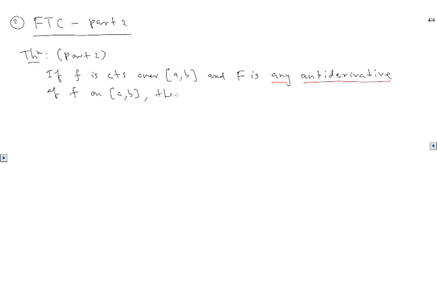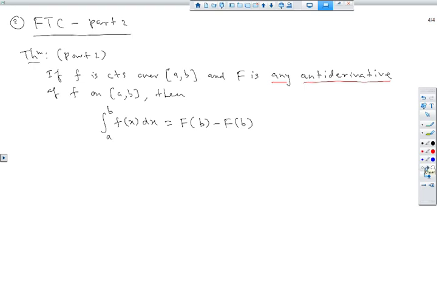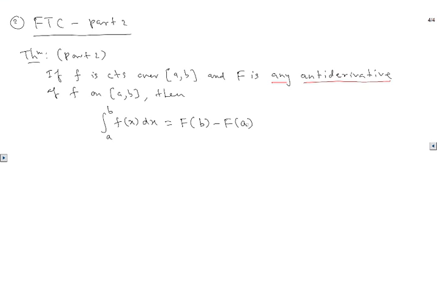then the integral from a to b of f(x) dx is simply: you plug in the top value minus you plug in the bottom value. That is what we call the fundamental theorem of calculus, part 2. So pick any antiderivative and substitute the first value, minus substitute the second value: F(b) minus F(a).